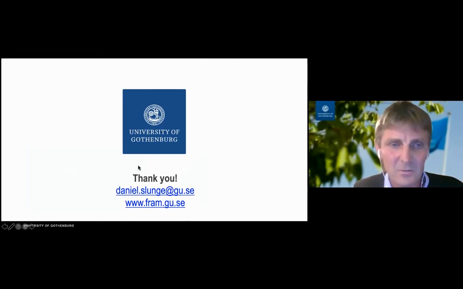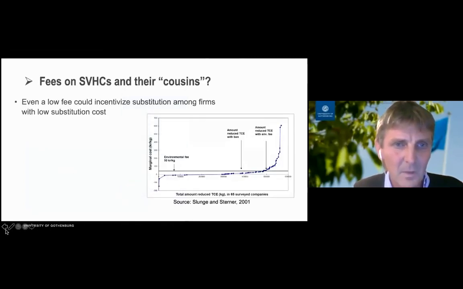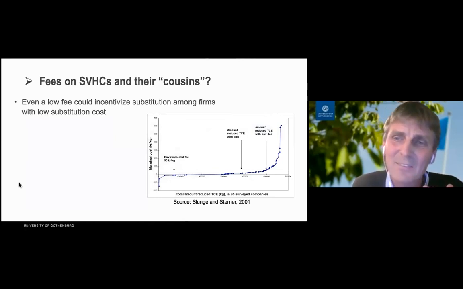A second recommendation is that fees on substances of very high concern and their cousins could be an important tool in this respect. Even a low fee could incentivize substitution among firms with low substitution cost. And this graph is very old. It's based on my master's thesis, but it shows that companies display widely different substitution costs. And there are quite a lot of firms that have low substitution cost that would be incentivized to substitute away from a hazardous substance if they received some incentive to do this.